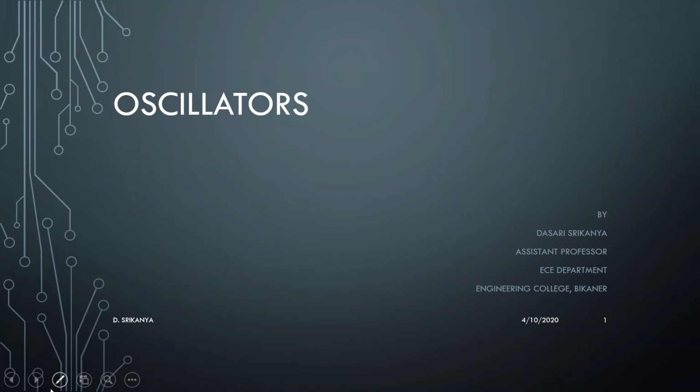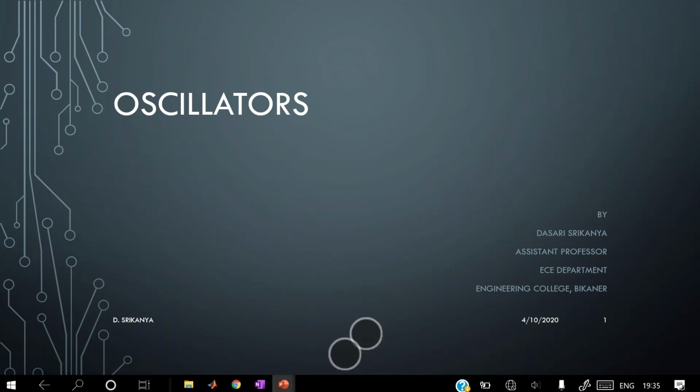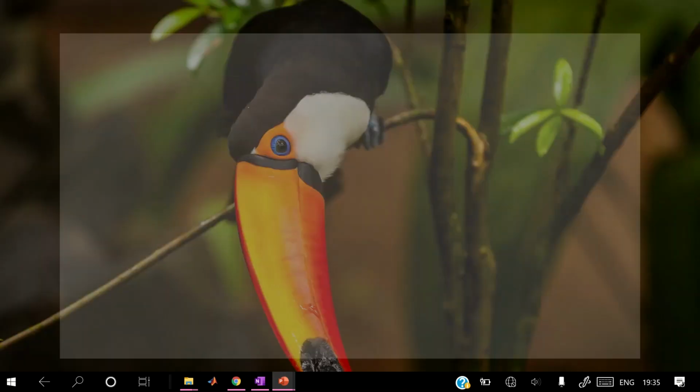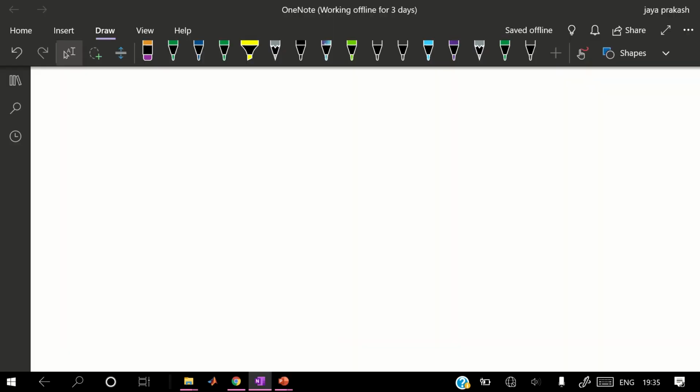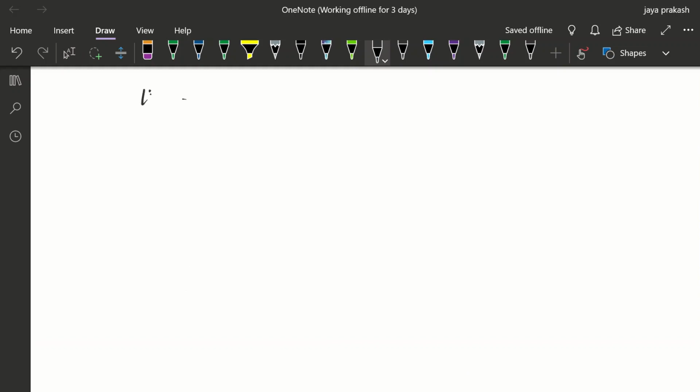In this session, we are discussing the Hartley oscillator. I will give the working operation of the Hartley oscillator, and I will also give the expression for the frequency of oscillation of the Hartley oscillator. In the last session we saw the Colpitts oscillator, and also derived the expression for its frequency of oscillation. In this session, we will discuss the Hartley oscillator.